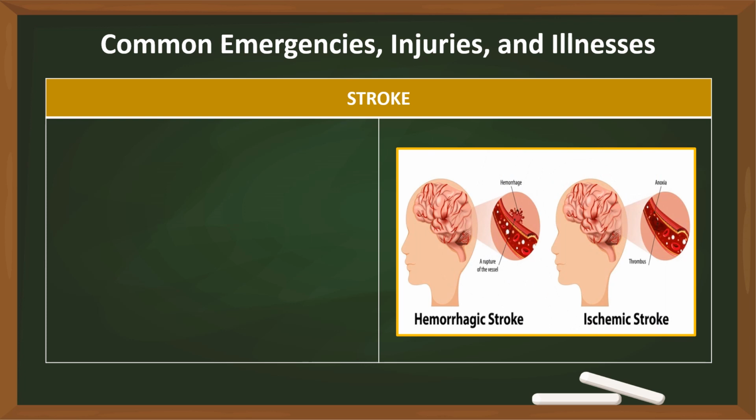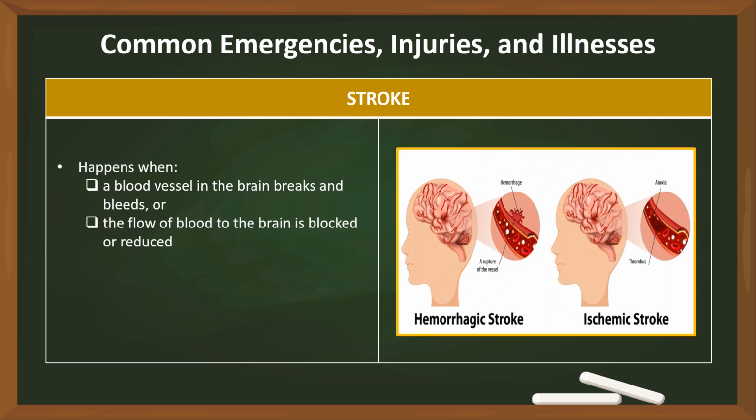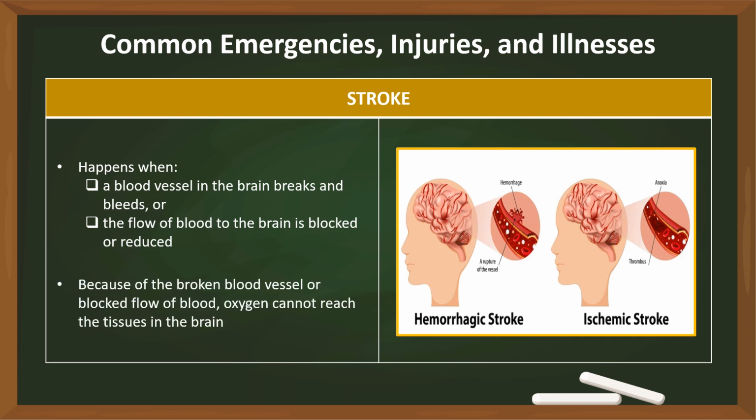Now let's talk about stroke. This life-threatening condition happens when a blood vessel in the brain breaks and bleeds, or when the flow of blood to the brain is blocked. As a result, oxygen cannot reach the tissues in the brain. Stroke is one of the leading causes of death and disability in the world.